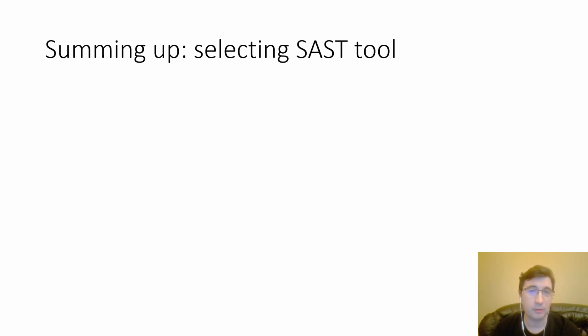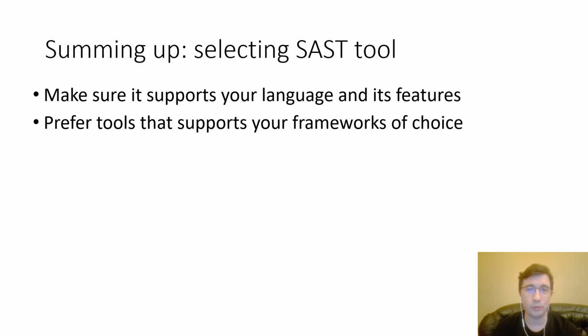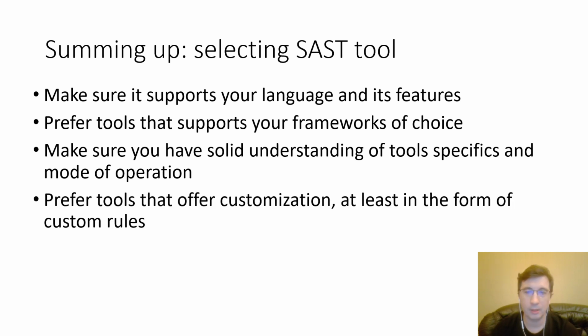To sum up, what to keep in mind when selecting a SAST tool? Number one is to be sure that your language is supported and all the language features that you are using are supported. An additional plus if the tool supports frameworks that you use. This will make your life easier when starting with SAST. Make sure you have access to all the documentation and it is complete enough that you can understand how the tool operates and what the special points to note are. And also prefer tools that offer customization functionality, because at some point you'll definitely need it to address false positives and false negatives in your code.